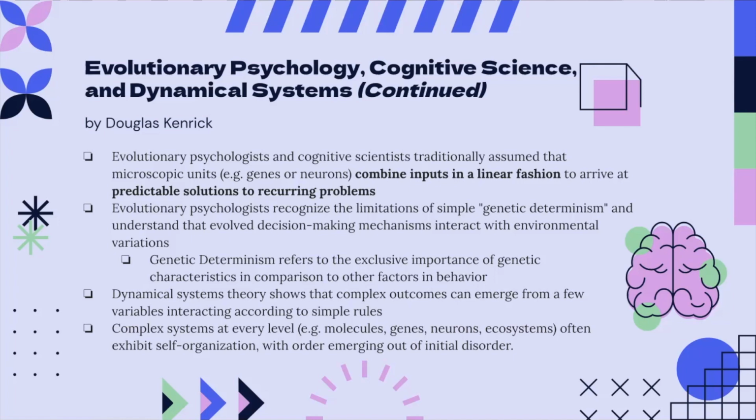Dynamical systems theory shows us that complex outcomes can emerge from few variables interacting according to simple rules. Complex systems at every level, molecular, genes, neural, ecosystemic, often exhibit self-organization with order emerging out of initial order. So Kendrick basically takes a look at environmental factors when we look at how we operate our brains, which is very important to look at when we're combining this kind of question of the human mind as well as that of a computer, which does not think or operate in the same way that animals and humans do.